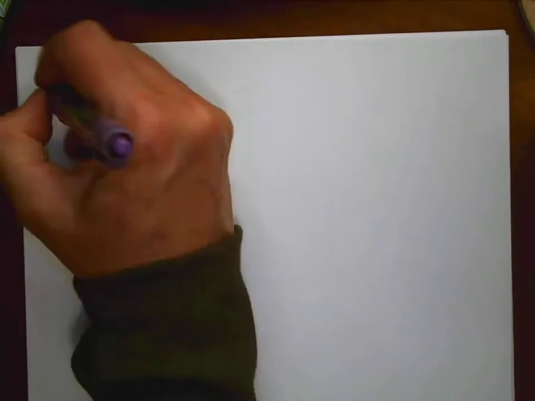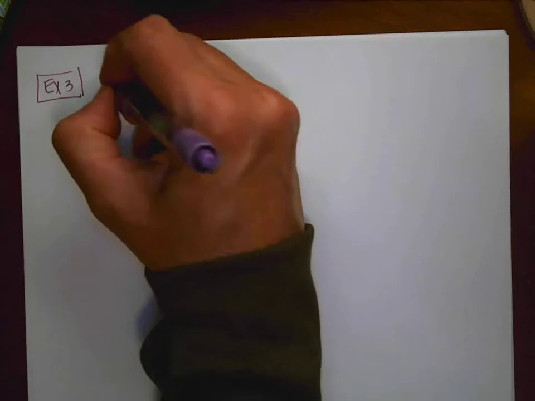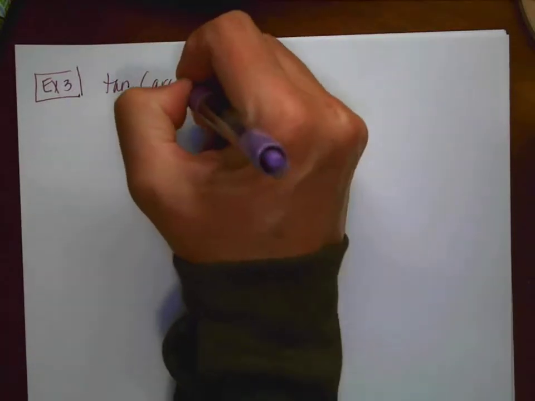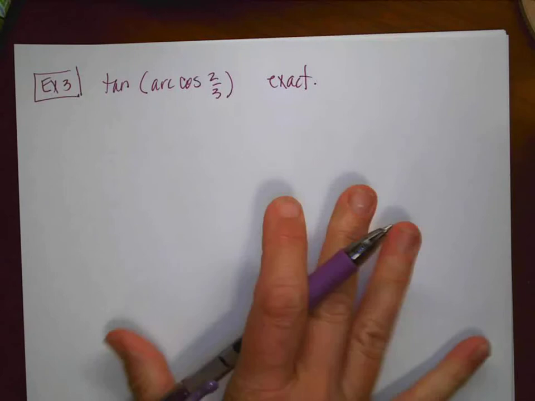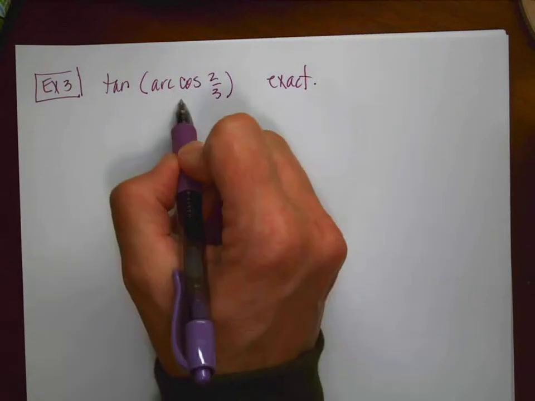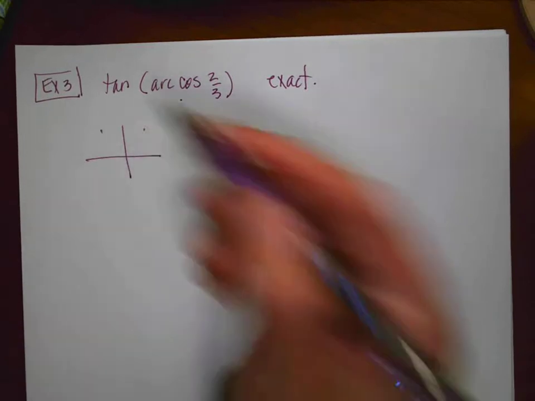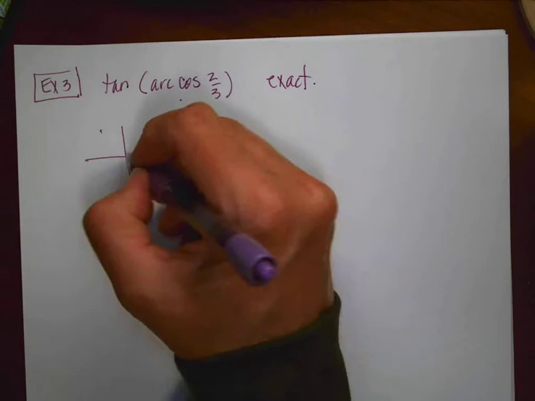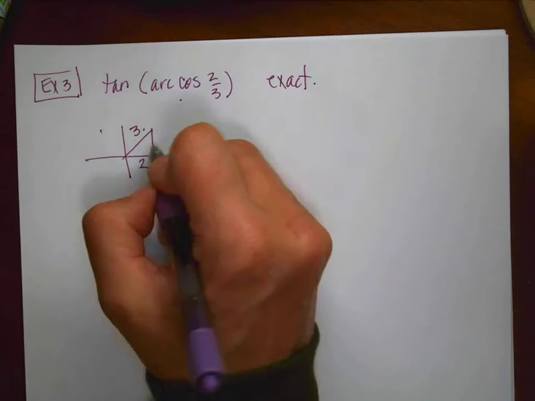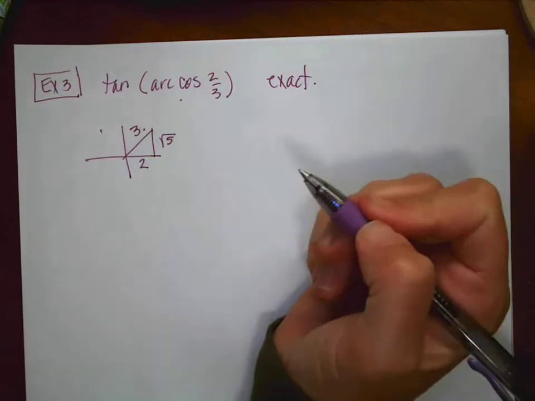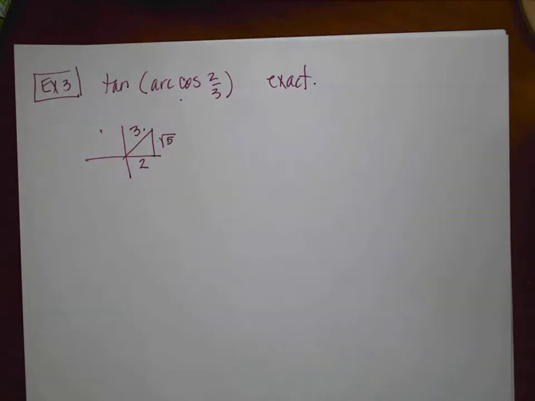All right, example number 3 says find the tangent of the arc cosine of 2/3. And on these, I want the exact solution, okay? I start on the inside. So arc cosine is limited to the first and the second quadrants. Cosine is positive in the first. Cosine is x over r. And then this value, the y value, is going to be radical 5. And that came from the Pythagorean theorem: 9 minus 4 is radical 5.